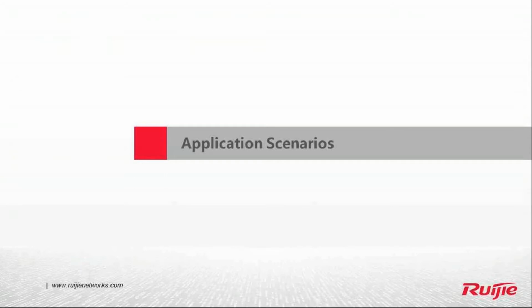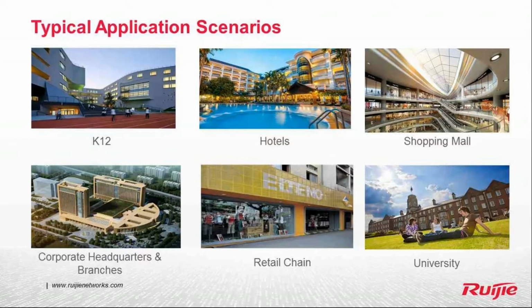So for the application scenarios, this is our scenario for the applications. This EG security gateway supports scenarios like K12, hotel, shopping mall, HQ and branches, retail chain, and also university. You can see from the retail chain, which is very small, up to the high end like university, we also have models to support them.